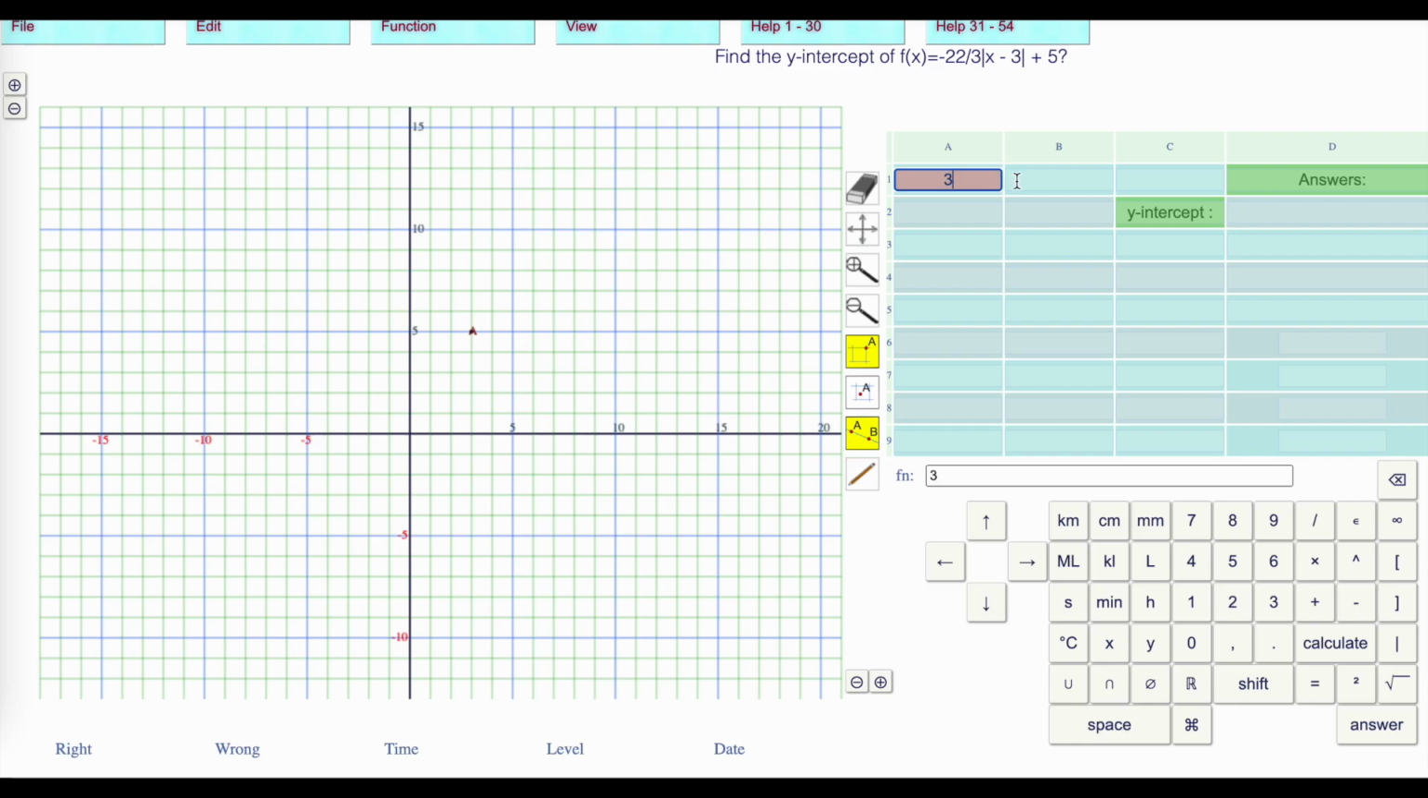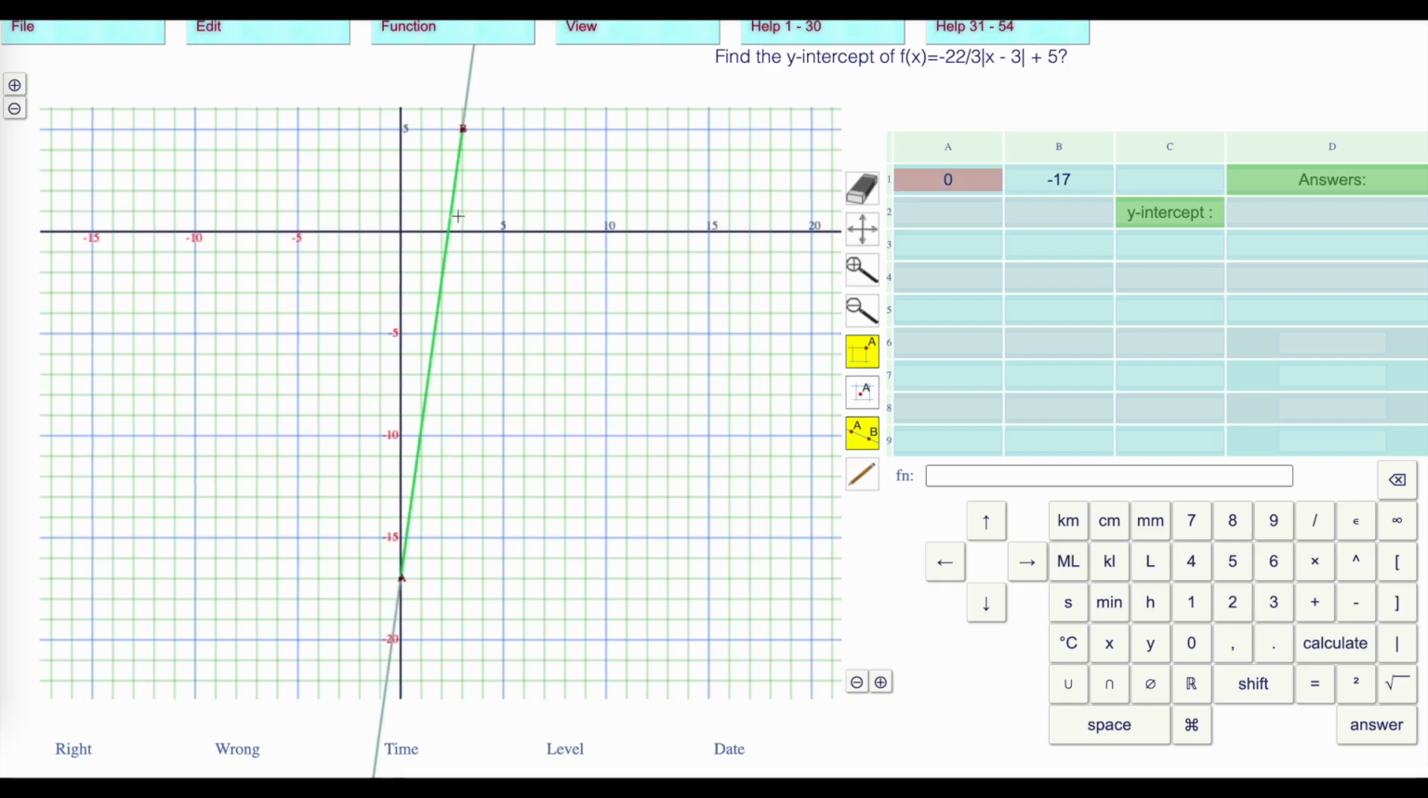I'm going to put my 3 as my x value. Then we'll calculate the y value, and it'll be 5. It's equal to negative 22 divided by 3 times the absolute value of the x, take away 3, which is 3 take away 3 is 0. 22 over 3 times 0 is 0, plus 5 gives us 5. Let's see what happens when it is 0. We're going to get negative 17. Negative 17 like that. That's our answer.